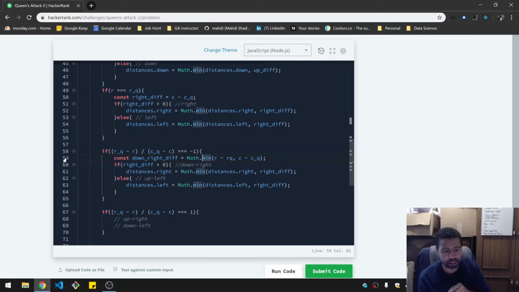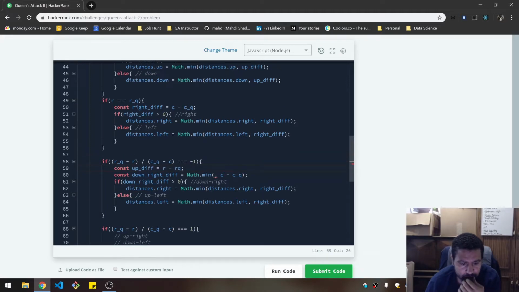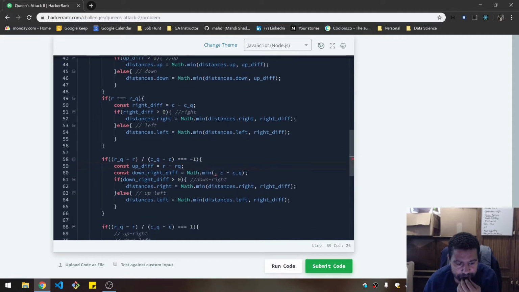So this doesn't make sense. Or do you want the min? Because it might be negative. So if it's negative, then you actually want the max of those negative numbers. Oh man, that's a funky situation. So row, this is actually up. This is the up diff. Right, up diff. So if the up diff is positive.